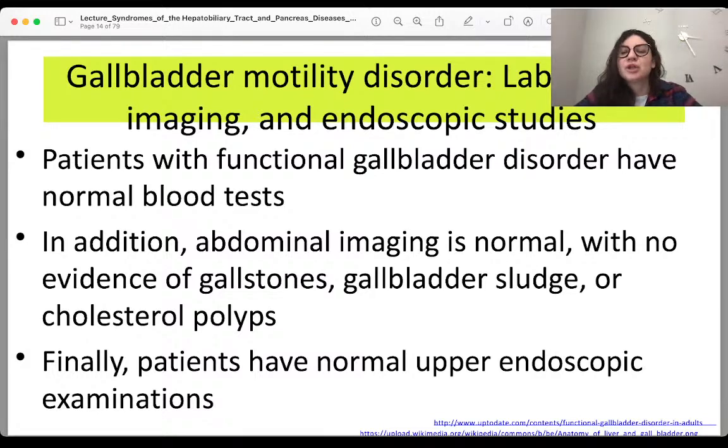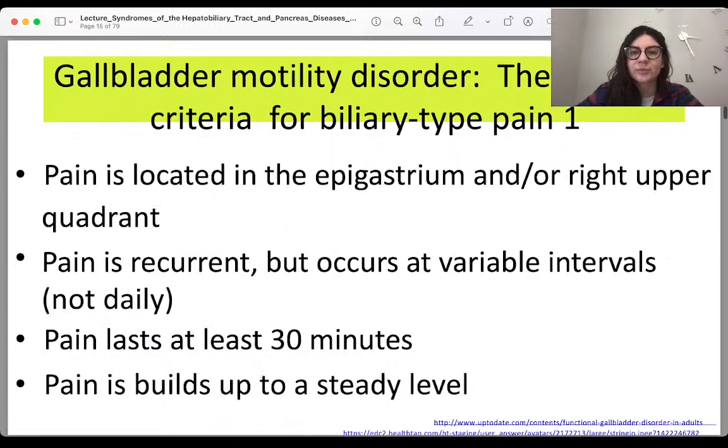Lab tests, imaging and endoscopic studies, instrumental and laboratory methods of examination of gallbladder motility disorders. Here, patients with functional gallbladder disorders have a normal blood test. Laboratory tests will be all normal. In addition, abdominal imaging is normal with no evidence of gallstones, gallbladder sludge, or cholesterol polyps. Finally, patients have normal upper endoscopic examinations.